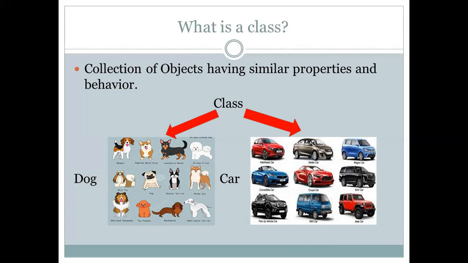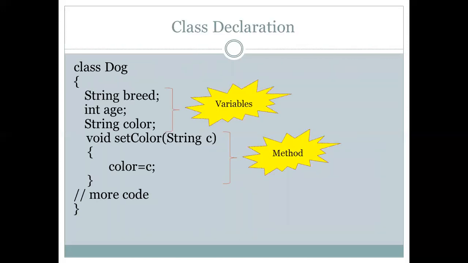So that is what is meant by a class, a collection of objects having similar properties and behavior. Now I hope you understood what an object is and what a class is. Now let's move further and see how to declare a class.